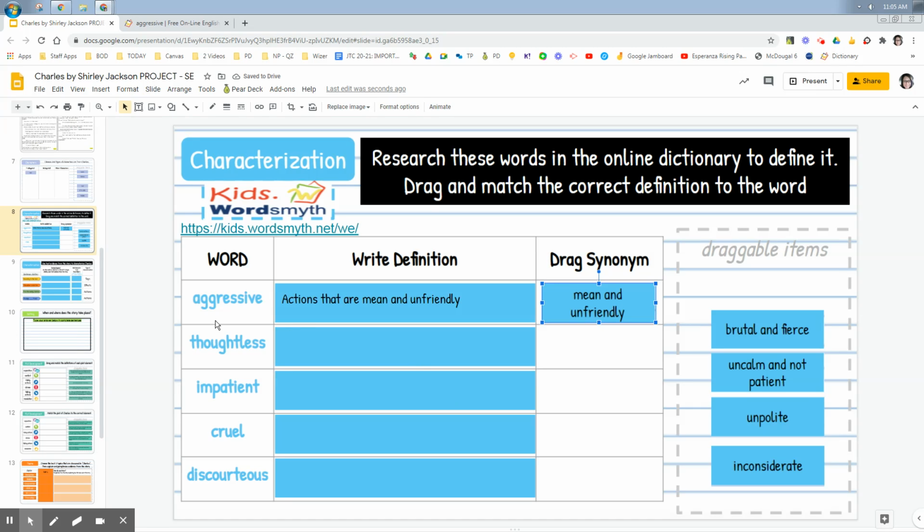So what you're going to do is take the next four, look them up in the dictionary, write the definition, and then find the synonym that best matches the definition you wrote. So pause the video here, do aggressive's definition and drag the synonym. Take the time to do the rest of the slide, and then come back and unpause it to move on to slide 9.